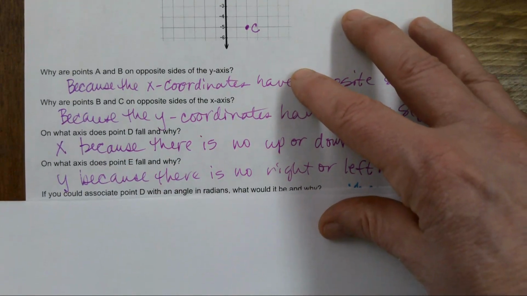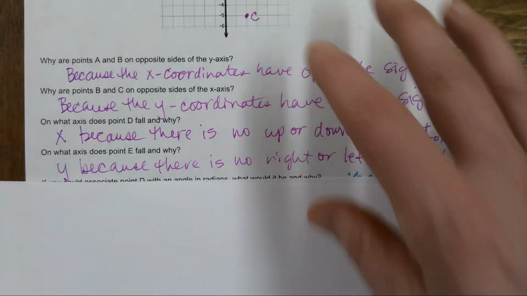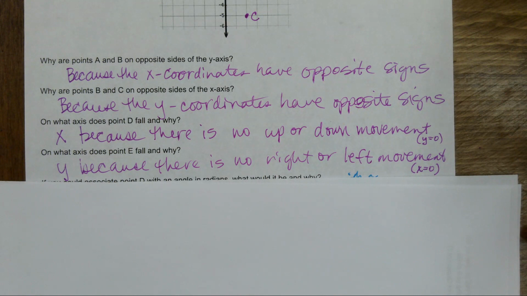You might not have exactly what I have, but why are A and B on opposite sides of the y-axis? It has to do with their x-coordinate, right? Being plus or minus. And why are B and C on opposite sides of the x-axis? It has to do with their y-coordinates. And D is on the x, or sorry, E is on the y, and it has to do again with their x's and their y's, about how we move left or right, up or down.